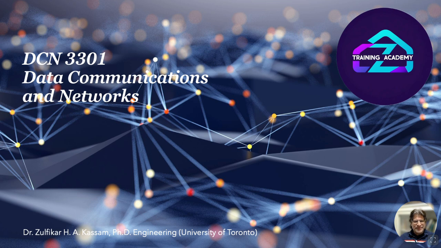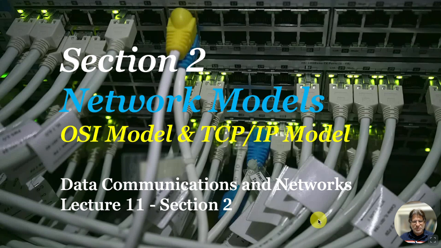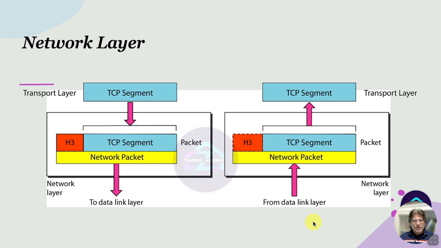Alrighty. So we continue on to the next lecture, which is lecture number 11 in section 2. So today we'll talk about the network layer. In the network layer, basically what we do here is we have the transport layer, which is above the network layer. The transport layer creates a TCP segment. We'll talk about TCP segments in the near future. But we have a TCP segment that comes from the transport layer, and that gets sent to the network layer.